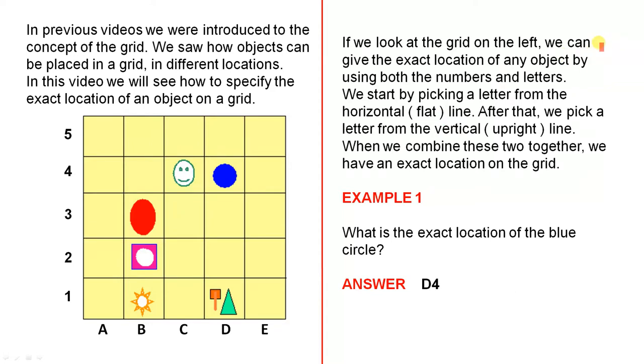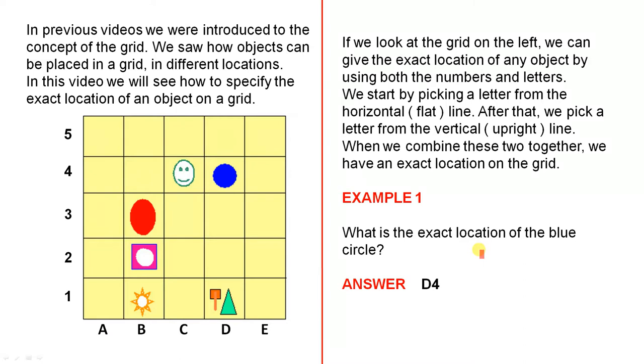If we look at the grid on the left, we can give the exact location of any object by using both the numbers and letters. We start by picking a letter from the horizontal, that is the flat line. After that, we pick a number from the vertical or upright line. When we combine these two together, we have an exact location on the grid. Let's look at the first example.